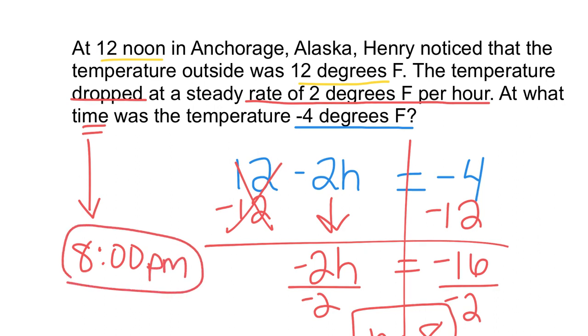So, for example, if the question had said something about at 6 a.m. in Anchorage, Alaska, the temperature was 12 degrees and it dropped 2 degrees an hour, you would have to figure out what 8 hours after 6 o'clock was to be able to figure out your time. So this one happened to be at 12 noon, and so it ended up being 8 o'clock at night, but that's not because the h equaled 8. It's because 8 hours after 12 noon is 8 o'clock.